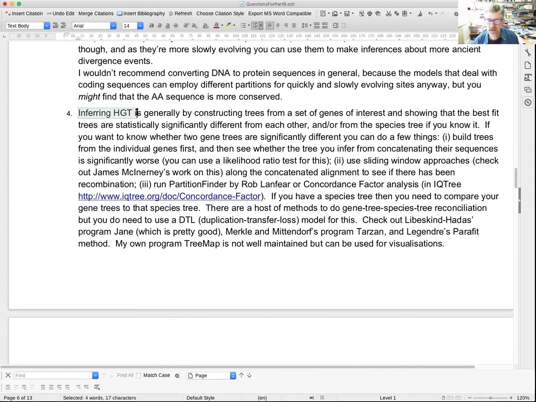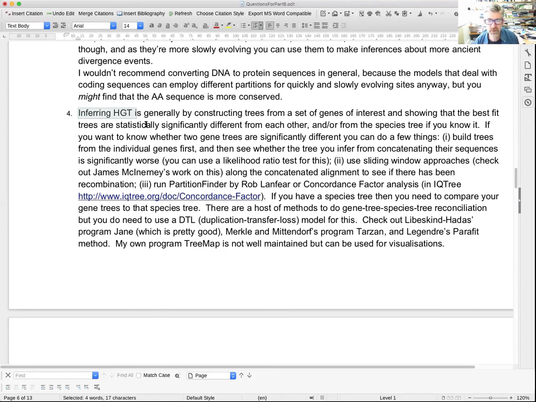It's actually very hard to do. It's a computationally complex problem to try and solve. The way that you do it is by constructing trees or inferring your trees from a set of genes of interest and showing that the best fit trees are statistically significantly different from each other and/or from the species tree if you've got one.